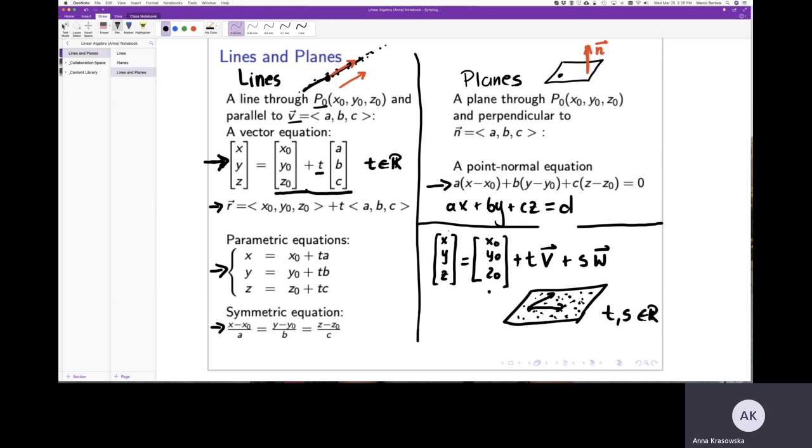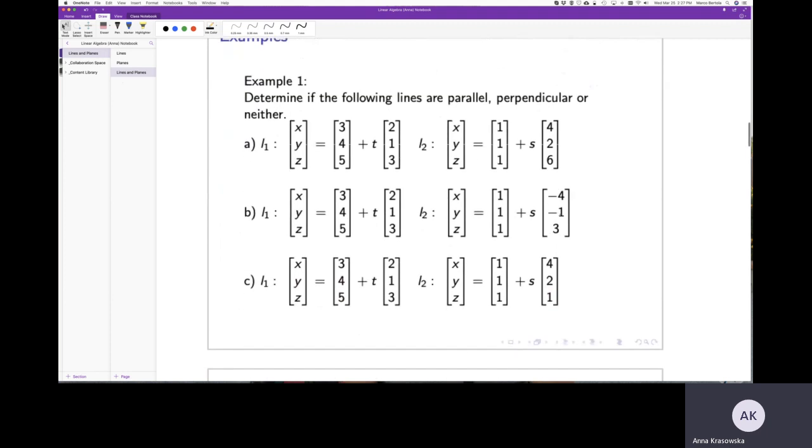Okay, we will not talk about the vector equation of the plane, so I will slightly cross it out. Everything here is correct, we just will not use it for now. I want you to concentrate on the vector equation of a line, parametric equations of a line, symmetric, and for a plane, point normal and general. Good. And let us start with the first example.